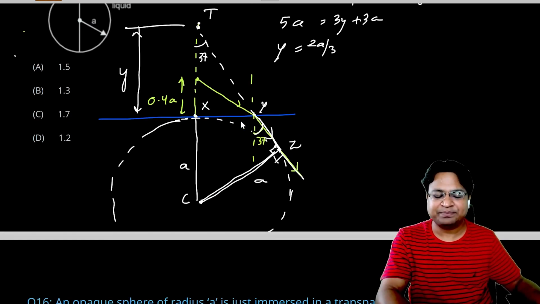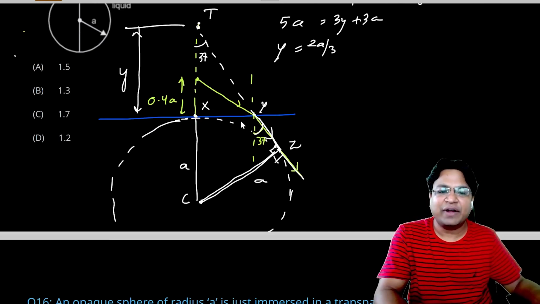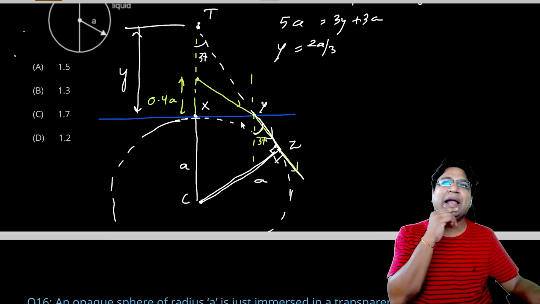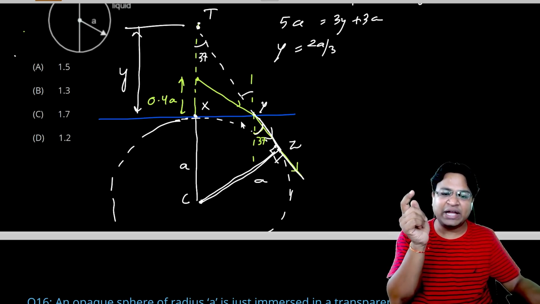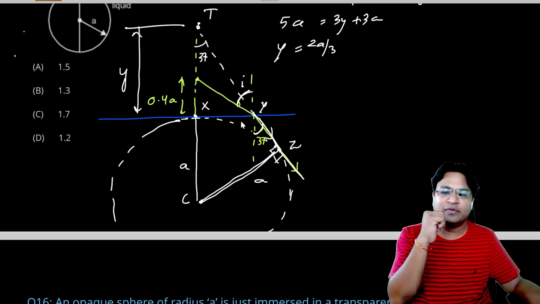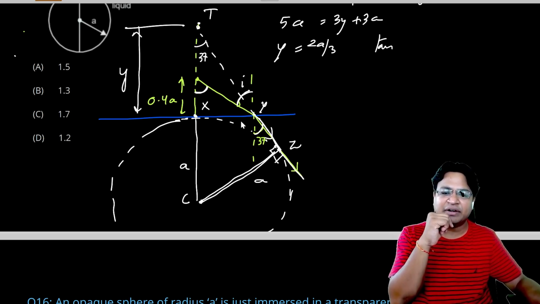Next, what my intention is, we have to find the value of the refractive index. So I plan to use Snell's law. To use Snell's law, I need the angle of incidence. So this is the angle that I'm looking for, and the same angle would be present here. If I try to write tan I, then I really need this length, and then divide. So xy divided by 0.4a.